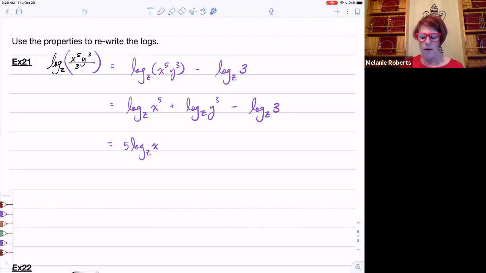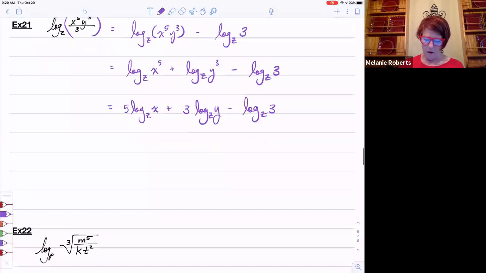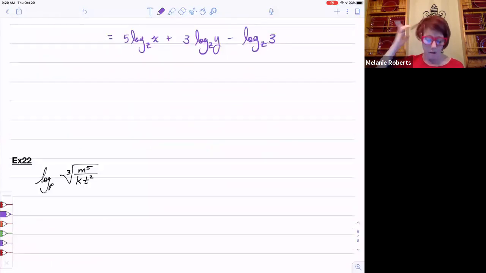When we go to the second term, we ask the same question. Am I taking the log of a product, the log of a quotient, or the log of a power? And it's a power. So we're going to take that 3 out to the front and multiply times the log base z of y. We already know that that third term is finished, so we don't have to do anything to it. All right, and then I know I'm finished.